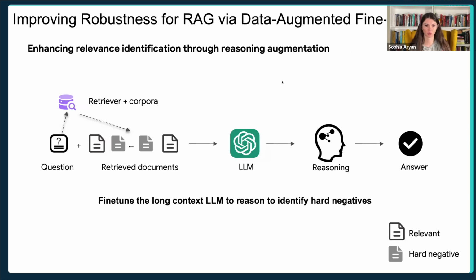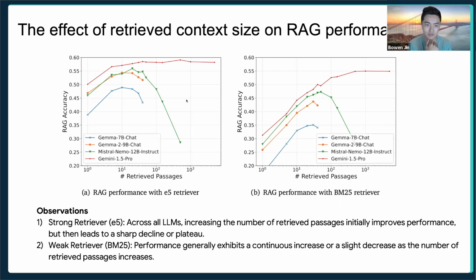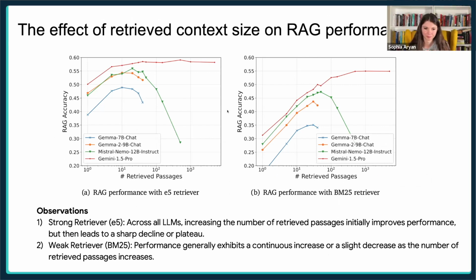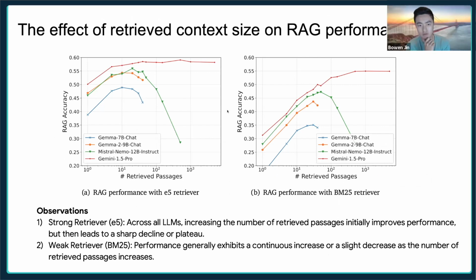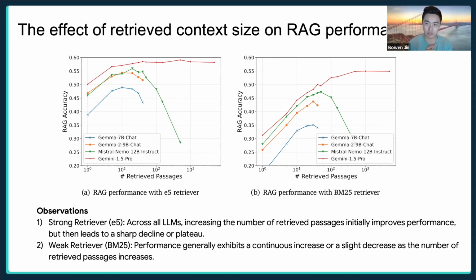Yeah, I was wondering what the performance was when you tried private models? We did not try GPT-4 because it's very expensive, but we tried Gemini because I work at Google. We show the result in this figure. You can see that for Gemini 1.5 Pro, this inverse U curve does not exist. It has a consistent improvement as we increase the number of retrieved passages.